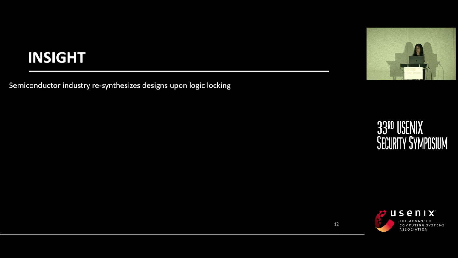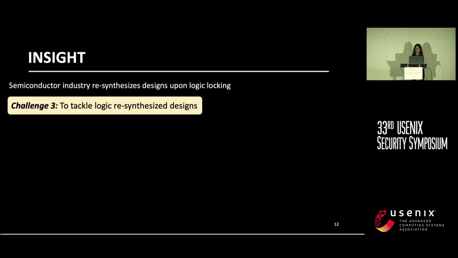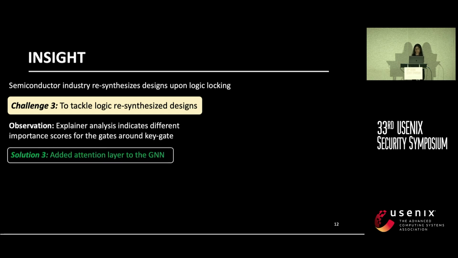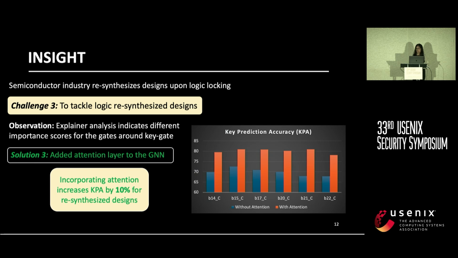However, in a realistic scenario, the locked designs undergo logic synthesis, that is, a few graph transformations, before being sent for physical design. In this scenario, we observe a decrease in the performance of Insight. Now, how do we improve Insight's performance for logic resynthesized designs? Through explainer analysis, we observe that the importance scores for the gates around the key gate vary. Thus, we add an attention layer to the GNN that assigns importance scores to different nodes around the key gate while training. Through this approach, we observe that the key prediction accuracy of the resynthesized designs increases by 10%.